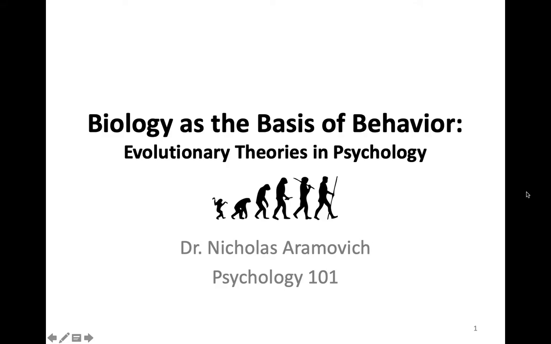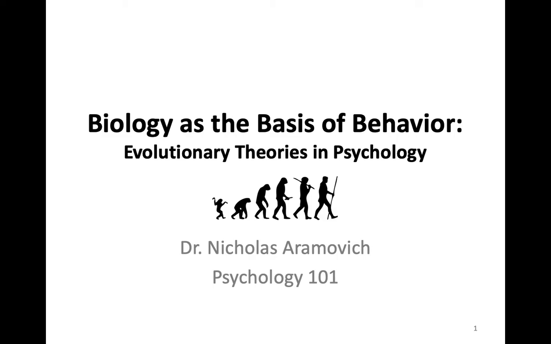All right, this lecture is on evolutionary theories in psychology. So the idea here is that many of the qualities or characteristics that we have that are psychological in nature, we have because they were inherited. They were passed down to us from our parents, and the reason that our parents had those qualities is because they were also passed down.